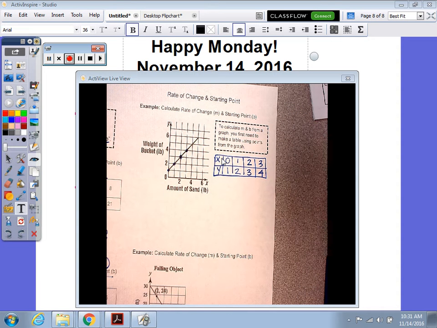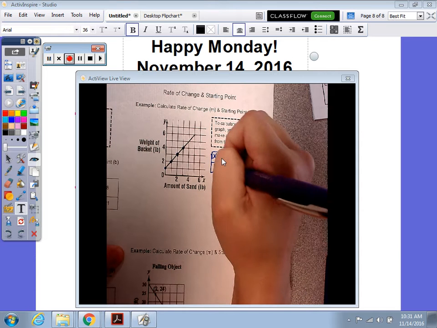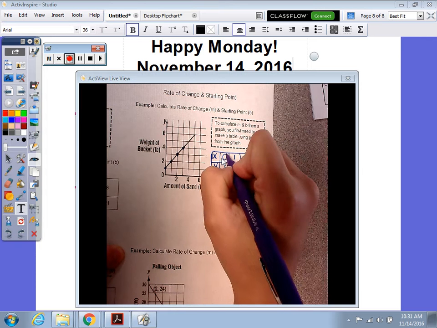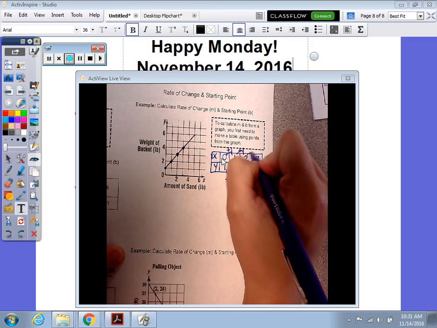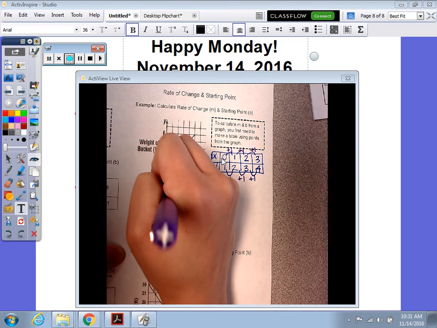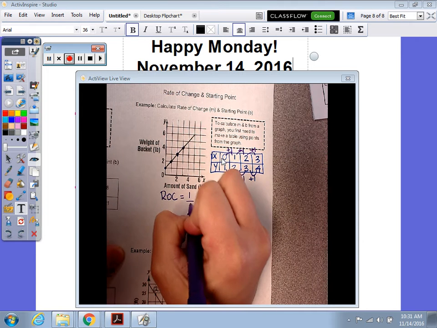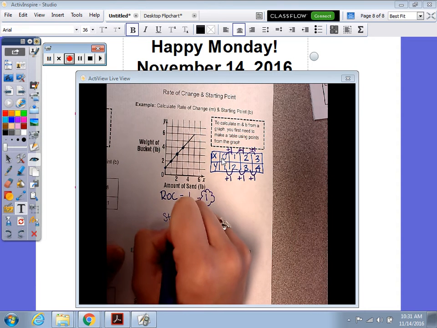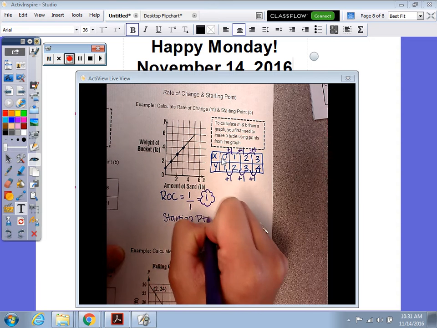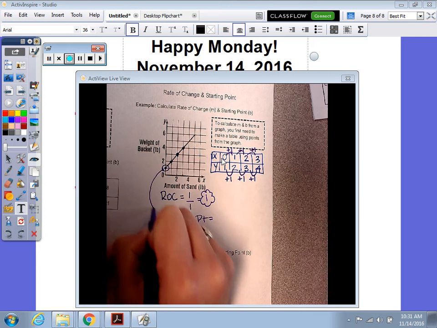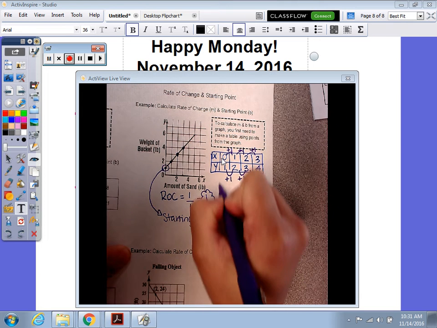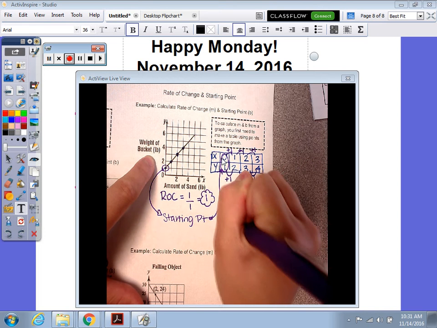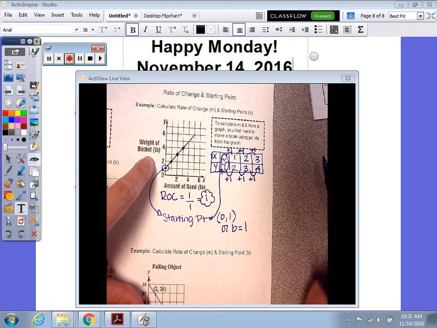Alright, so my change in y values is every time I increase by 1, and every time for my x I increase by 1. So my rate of change, or ROC, is 1 over 1, which divides to be 1. My starting point is given to me. You can see it in the table here. So (0, 1), or you can say b equals 1 when x is 0.